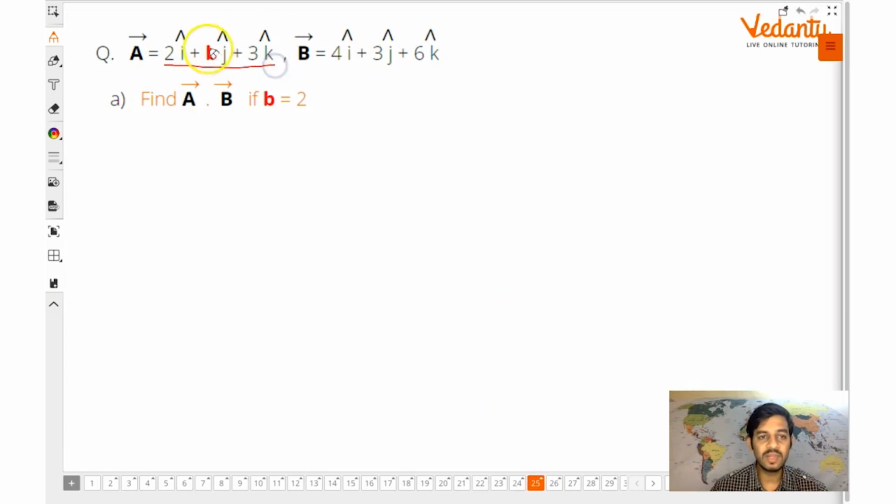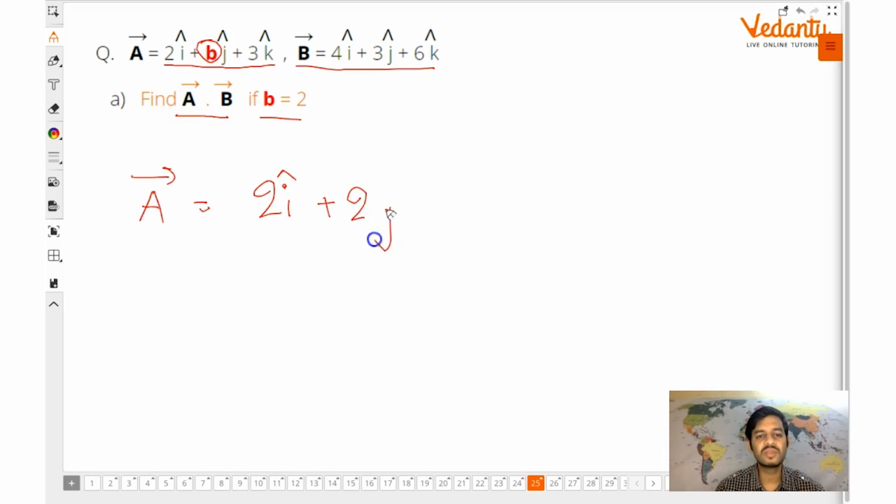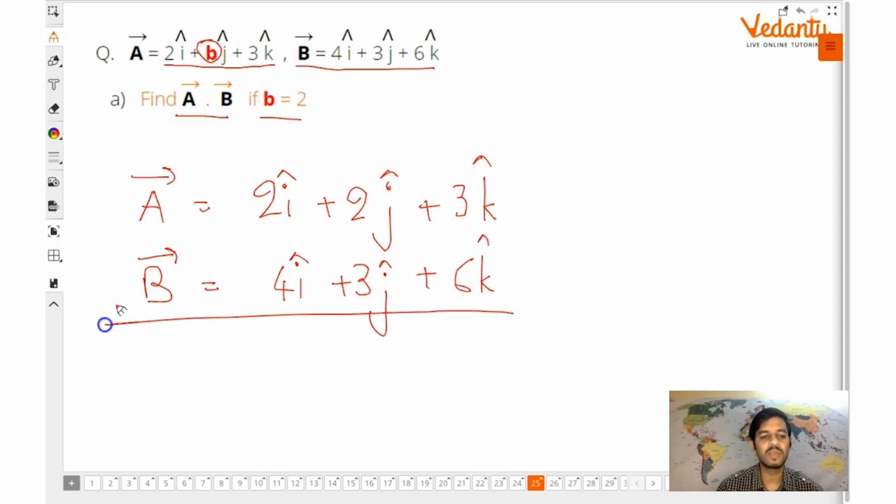a vector is given, but there is a variable here, and b vector is given. Find a dot b if b equals to 2. So basically a vector is 2i cap plus 2j cap plus 3k cap. b vector is 4i cap plus 3j cap plus 6k cap. And you have been asked to find a dot b. Guys, चलो आंसर तो आ गया होगा अब तक. What was the technique? Same direction, multiply करते जाओ.